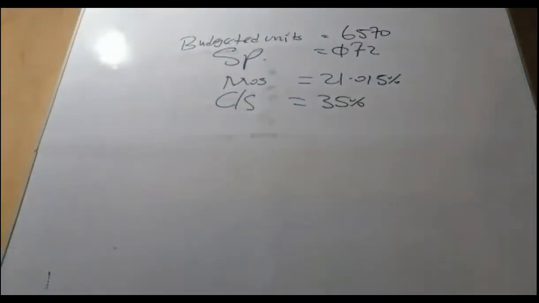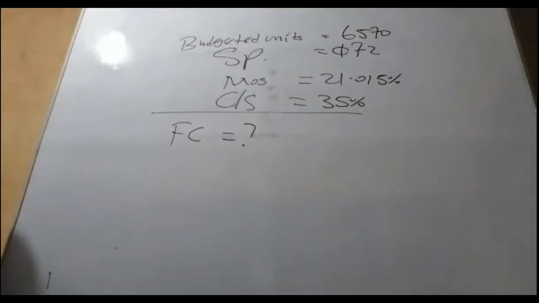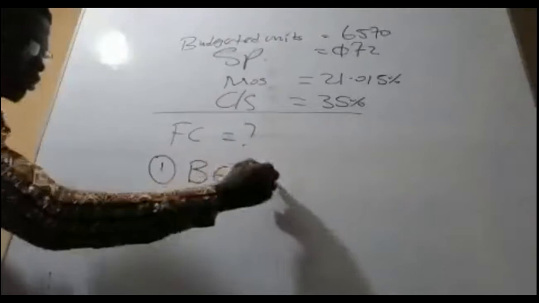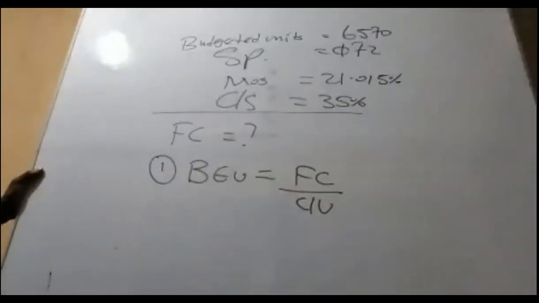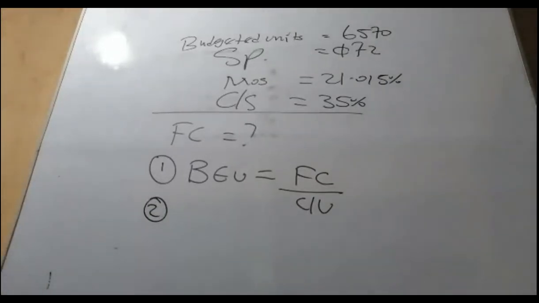Now the question is, we are looking for fixed cost, right? So all the formulas that you know so far which have fixed cost inside, bring them on board. Number one will be break-even units is equal to fixed cost divided by what? Contribution per unit, right? There's another formula too that has fixed cost inside. Someone answer. I like the answer. Let's see. Good.